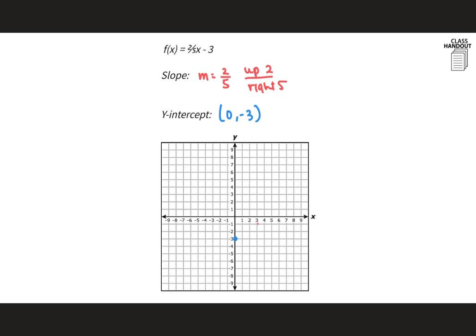1, 2, 3, 4, 5. So there's my next point. And I'm going to plot another one. I'm going to go up 2, 1, 2, and then over 5. 1, 2, 3, 4, 5.